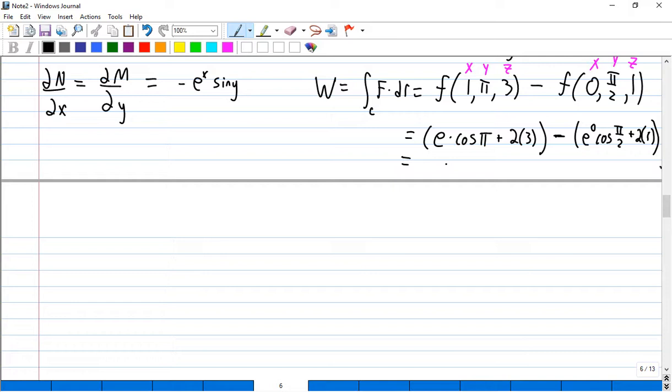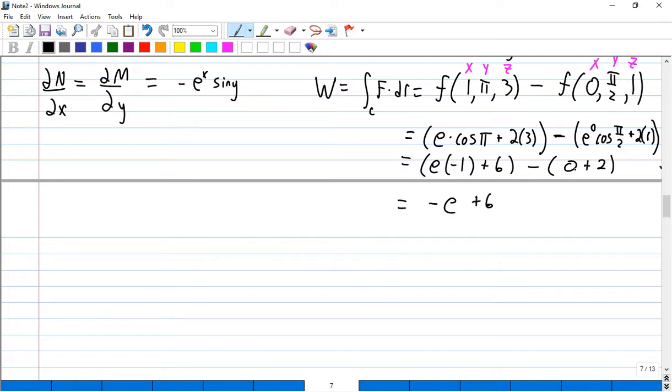All right, so that's going to be e times, what's the cosine of pi? Negative 1, plus 6, minus e to the 0 is 1, but the cosine of pi over 2 is 0, plus 2. So I have negative e plus 6 minus 2, or negative e plus 4, or how about 4 minus e, because that looks better.